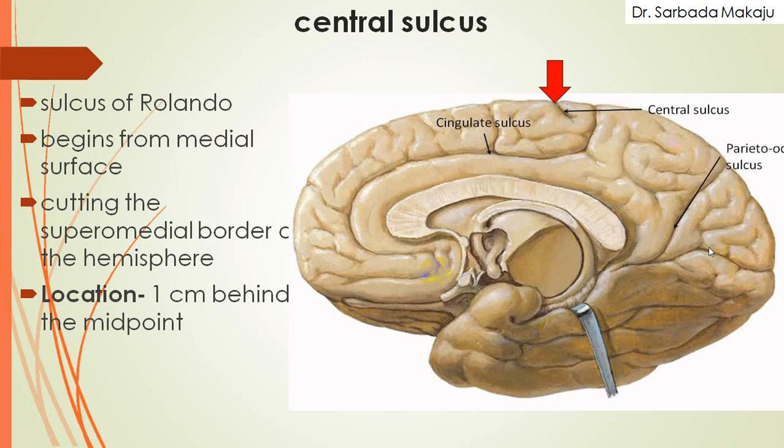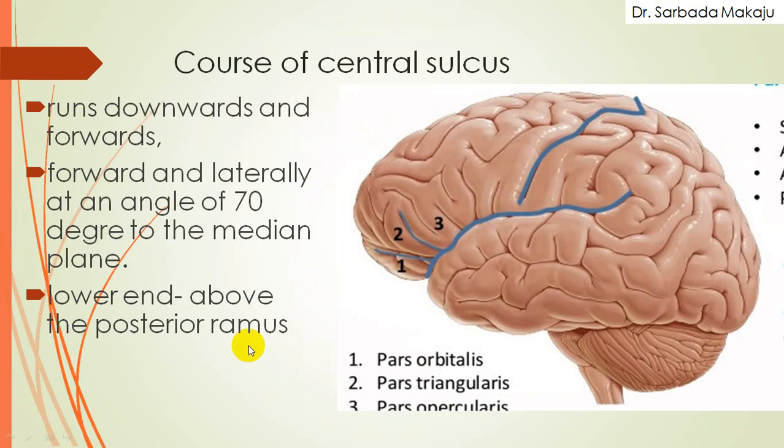Now one more sulcus that is present in the cerebral hemisphere is the central sulcus. This sulcus is known as the central sulcus. It is also known as the sulcus of Rolando. This sulcus begins from the medial surface of the cerebral hemisphere. Then after that, it will cut this border. This border is known as the superior medial border. It is located 1 centimeter behind the midpoint.